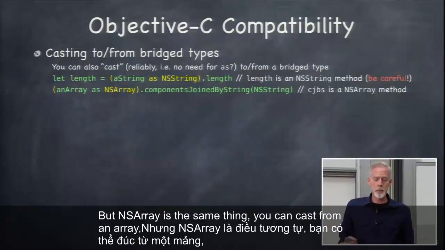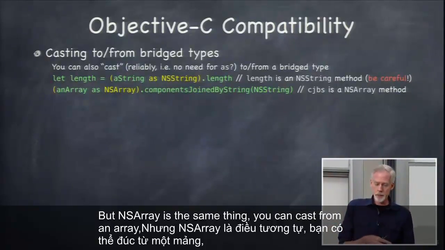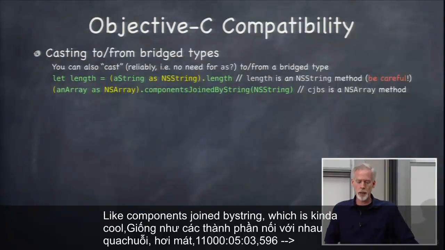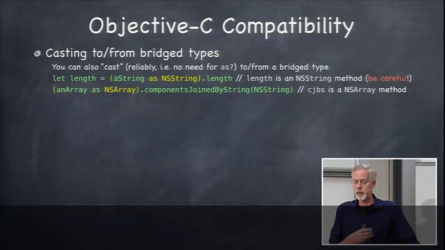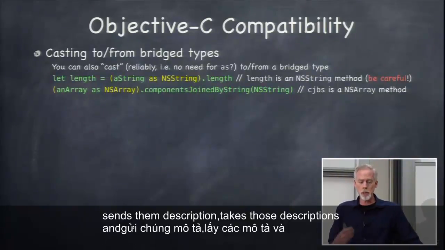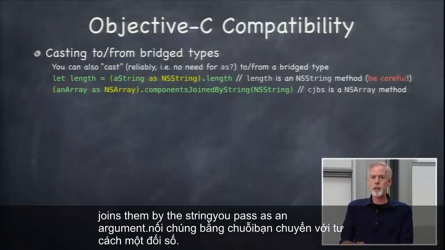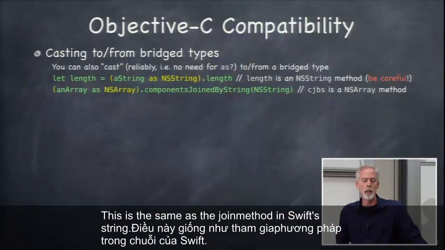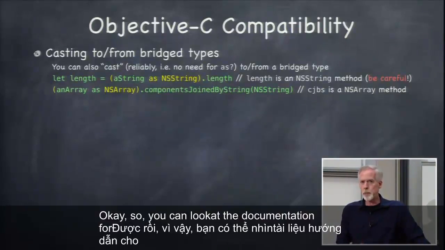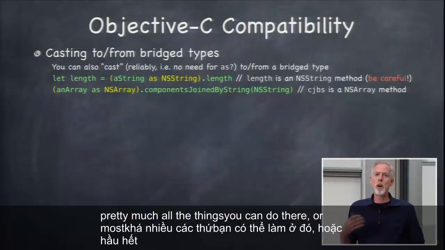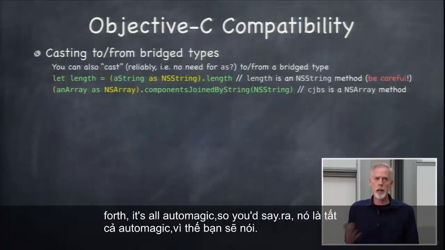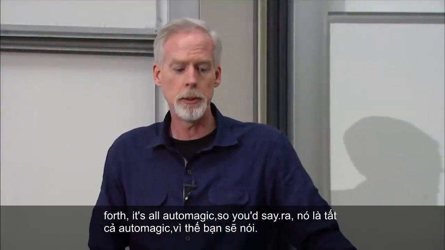But NSArray is the same thing. You can cast from an array that you have in Swift to an NSArray, and then you can call methods in NSArray, like componentsJoinedByString, which is kind of cool. It takes all the components in the array, sends them description, takes those descriptions and joins them by the string you pass as an argument. This is the same as the join method in Swift's String. You can look at the documentation for String and NSArray, but most of the things you can do there are available in the Swift versions. But again, if you're passing them back and forth, it's all automagic, so to speak.